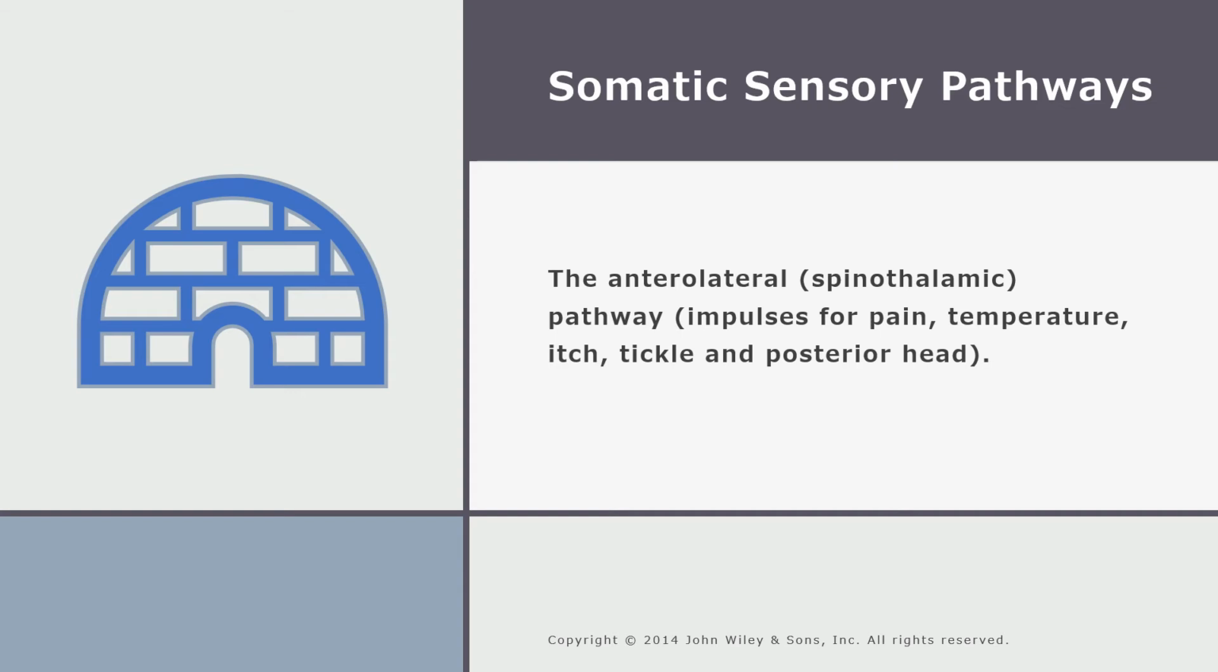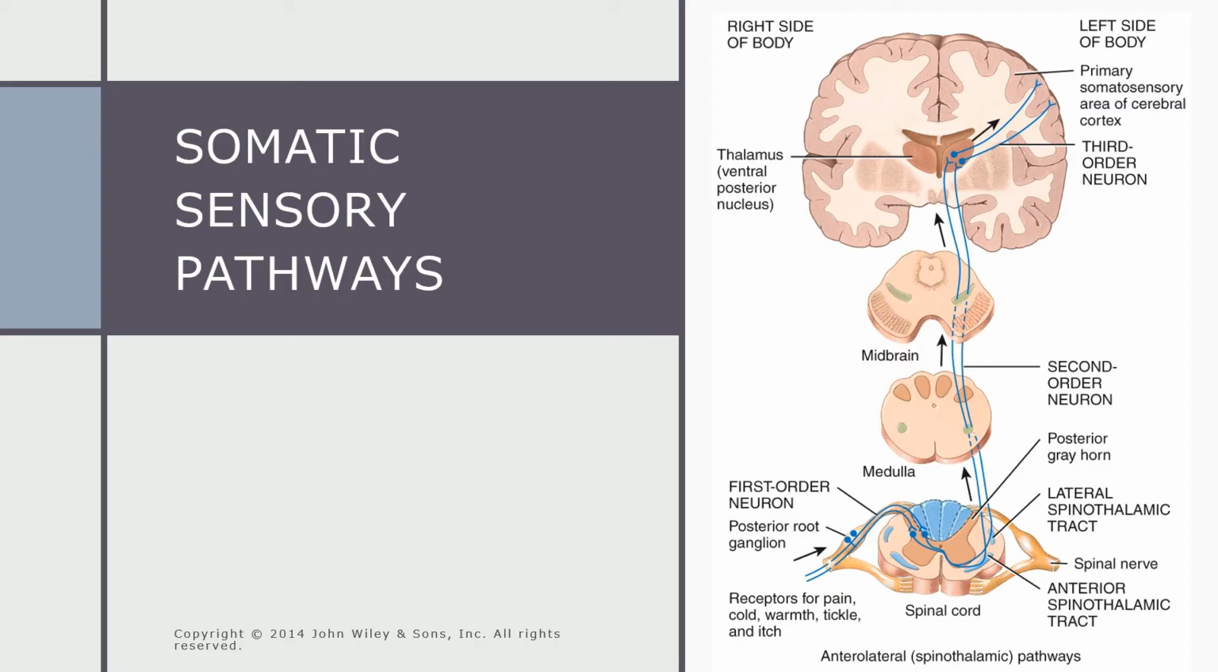Nerve impulses for pain, temperature, itch, and tickling from the limbs, the trunk, the neck, and the posterior head will all ascend to the cerebral cortex along the spinothalamic pathway, or the anterolateral pathway. So just like the posterior column medial lemniscus pathway, the spinothalamic pathway is also composed of a 3-neuron set. So here we have the spinothalamic pathway.